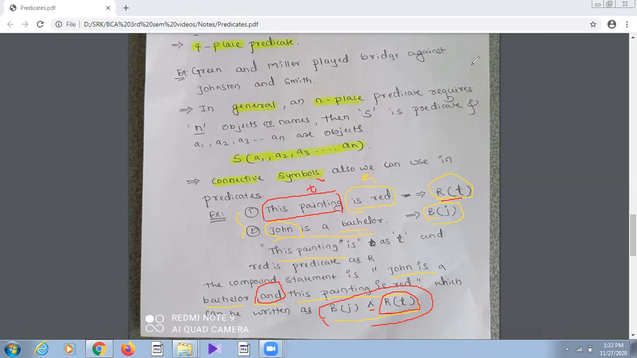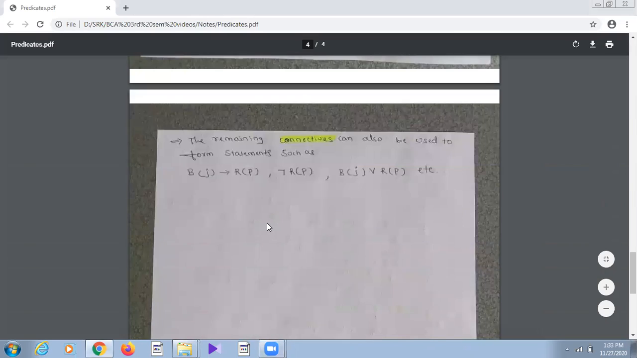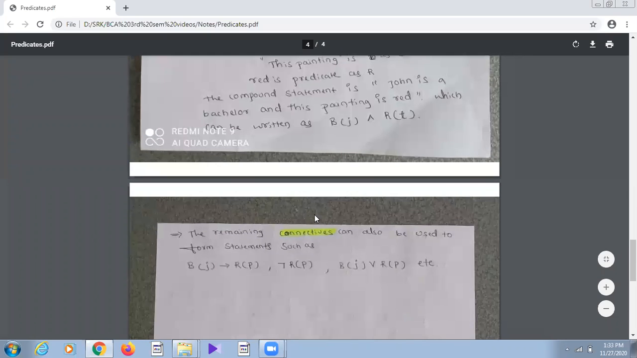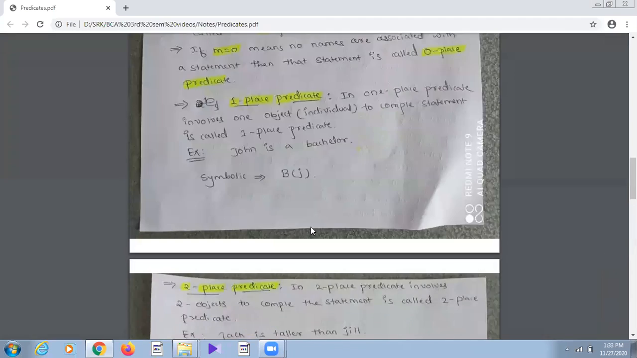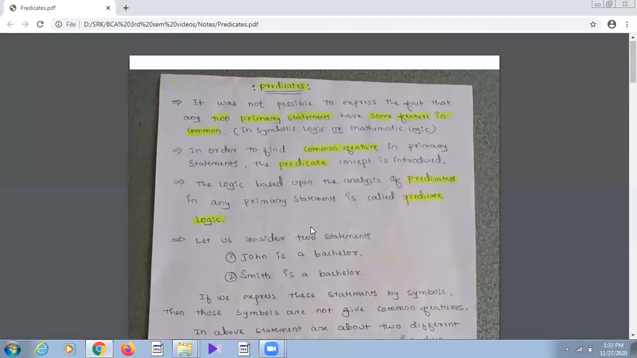Similarly, we can use any connective symbols like this. See here, B of J conditional R of P, like that, and negation of R of P. B of J or something is a disjunction, meaning wherever the word or is there, that is disjunction. So like this we can denote predicates by using connective symbols. So this is the whole thing about predicates.